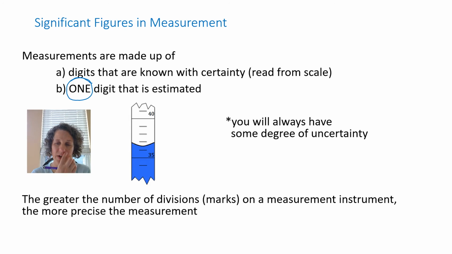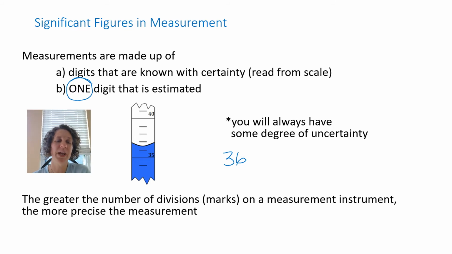So if we're looking at this graduated cylinder that's on the screen, the liquid in that little piece of the graduated cylinder you can clearly see is above the 35 milliliter mark. And then you can see that it is clearly above the 36. Each one of those little marks represents 1 milliliter. And so I know without a shadow of a doubt that I have 36 milliliters. But then you can see there's a little bit above the 36, and this is where the estimate comes in.